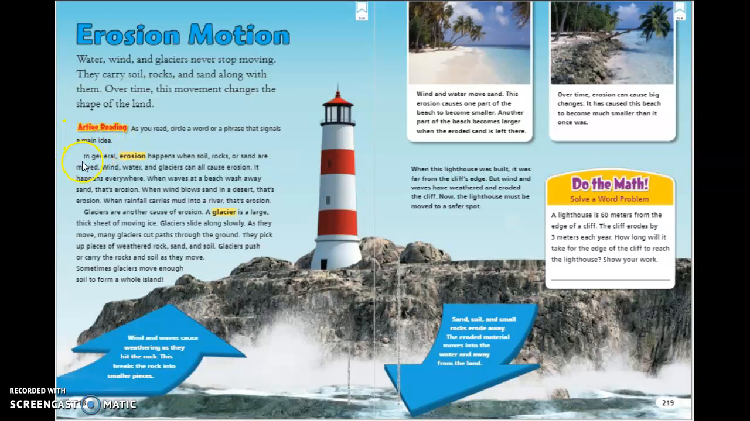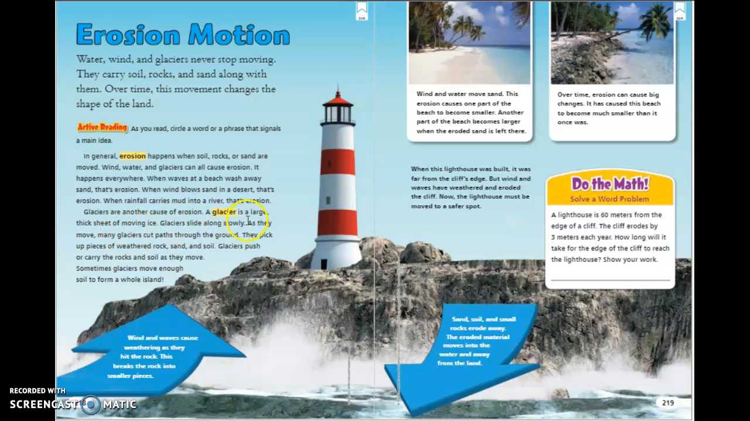Here's the reading. In general, erosion happens when soil, rocks, or sand are moved. Wind, water, and glaciers can all cause erosion. It happens everywhere. When waves at a beach wash away sand, that's erosion. When wind blows sand in a desert, that's erosion. When rainfall carries mud into a river, that's erosion. Glaciers are another cause of erosion. A glacier is a large, thick sheet of moving ice.